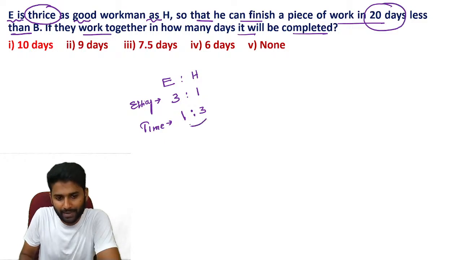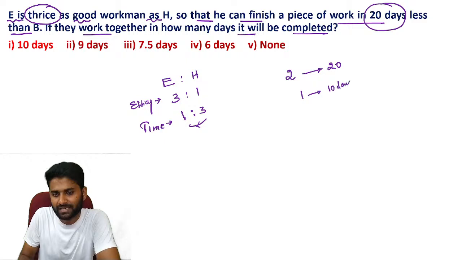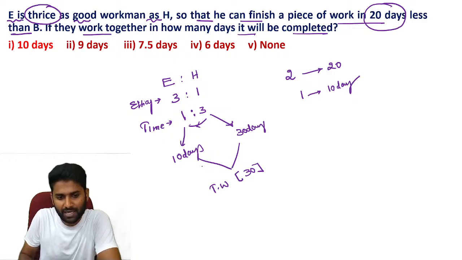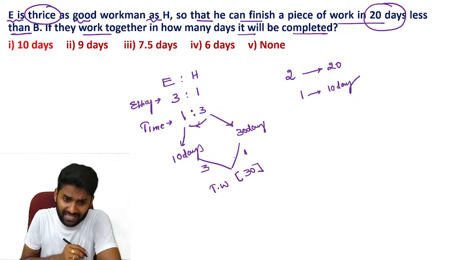Now, if you compare this data, guys, 1 is less than 3 by 2 units. If 2 units is equal to 20 days, then each unit is equal to 10 days. Here, E takes exactly 10 days, H takes exactly 30 days. Now let us take the total work. Common multiple of 10 and 30 is 30 units. Back to the efficiency: efficiency of E is 3 units, efficiency of H is 1 unit.